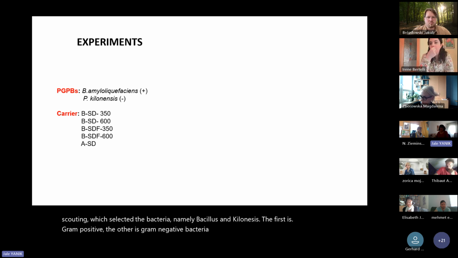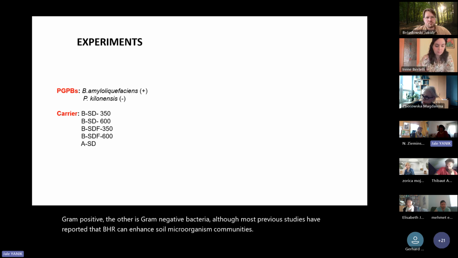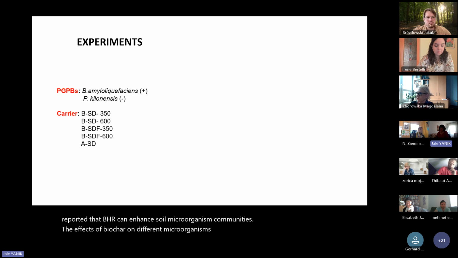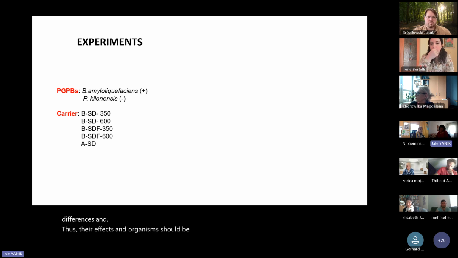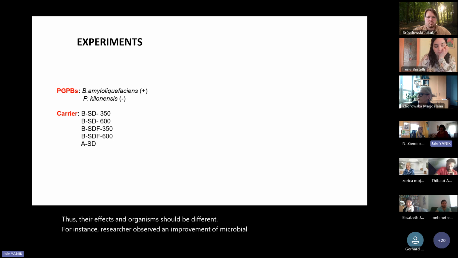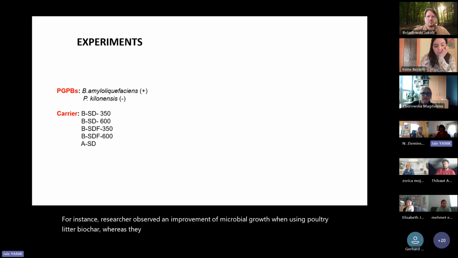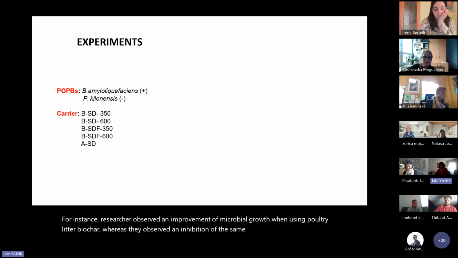Although most previous studies have reported that biochar can enhance soil microorganism communities, the effects of biochar on different microorganisms can be quite different. The composition and physicochemical properties of biochar obtained from different biomasses differ, and thus their effects on organisms should be different. For instance, researchers observed an improvement of microbial growth when using poultry litter biochar, whereas they observed an inhibition of the same by fine dust-derived biochar.